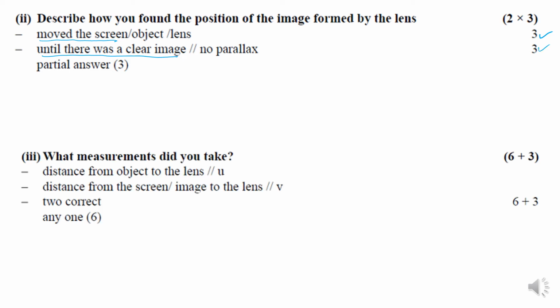And 3, what measurements did you take? Distance from the object to the lens, or U. This means, the 2 lines here means or. If you just wrote U, you'd get your marks. Distance from the screen to the lens was V. And again, we've said see diagram so that the examiner is crystal clear what we mean. Now, if you only got one of those right, you'd have got 6 marks. But if you get both of those right, you get 9 in total. So very generous.